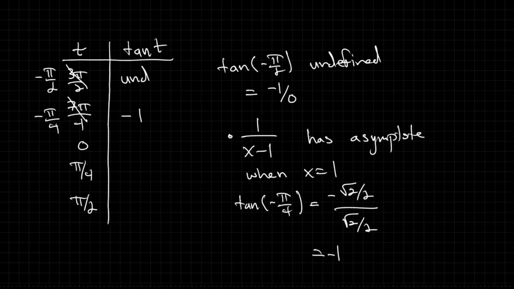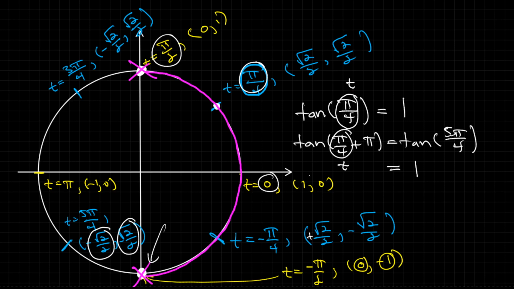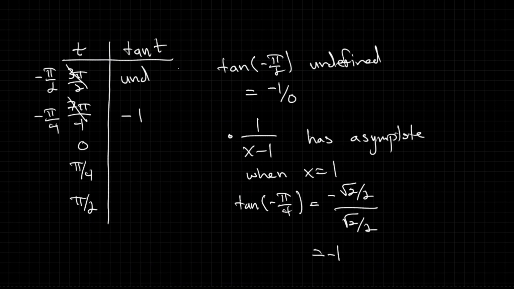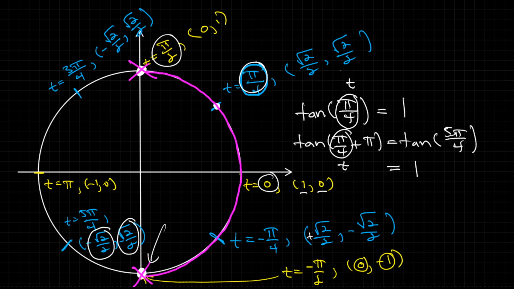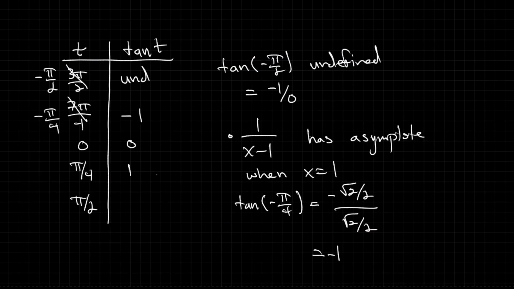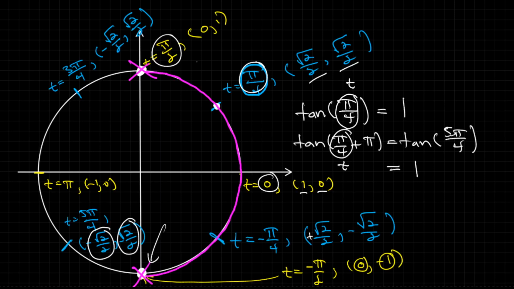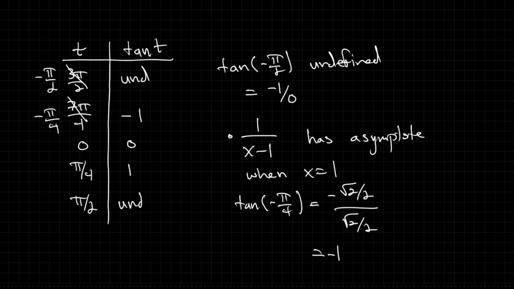Let's evaluate tangent of 0 and tangent of pi over 4 quickly. So tangent of 0, you take the y coordinate of 0, divide by the x coordinate of 1, you get 0. And then at pi over 4, the y and the x coordinate are the same, so when you divide them, you get 1. And then finally, at pi over 2, as we said before, the y coordinate is 1, the x coordinate is 0. 1 divided by 0 is undefined.